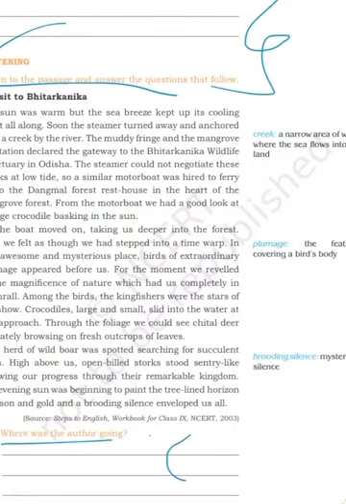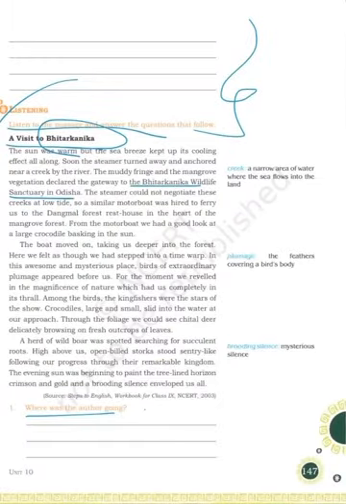Where was the author going? Right. So first of all, the answer is in the first line, a visit to Bhitarkanika. The full answer you are going to find is in the fourth line: Bhitarkanika Wildlife Sanctuary in Odisha. The author was going to Bhitarkanika Wildlife Sanctuary in Odisha. We are going to write it here also, don't worry.